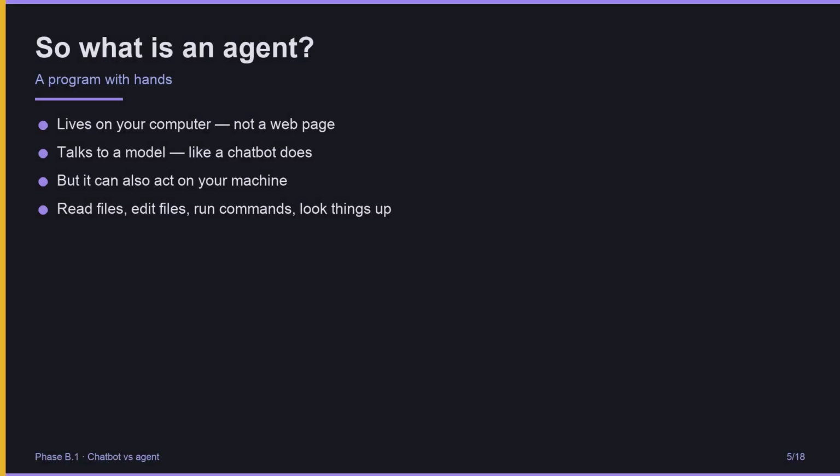So what is an agent? An agent is a program with hands. It lives on your computer, not on a web page. It talks to a model, just like a chatbot does. But it can also act on your machine. It can read your files. Edit them. Create new ones. Run shell commands. Look things up on your behalf. It works for you, while you watch or while you sleep. That is the difference in one sentence.